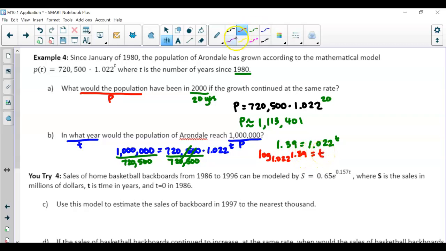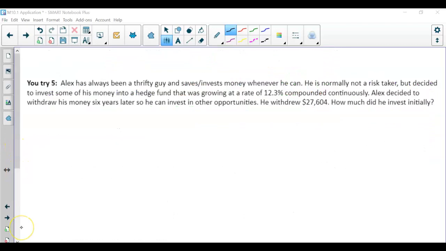So now notice what can we use here to calculate t? Change of base. So now I've got the log of 1.39 divided by log of 1.022, which is approximately 15 years. So if we started in 1980, then in what year? Approximately 1995. So go ahead now, pause the video.